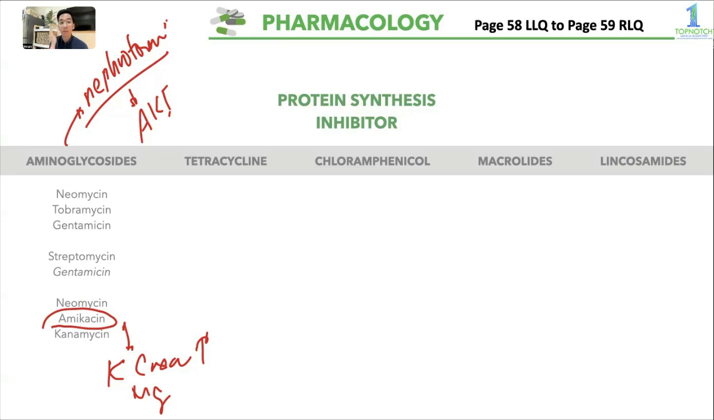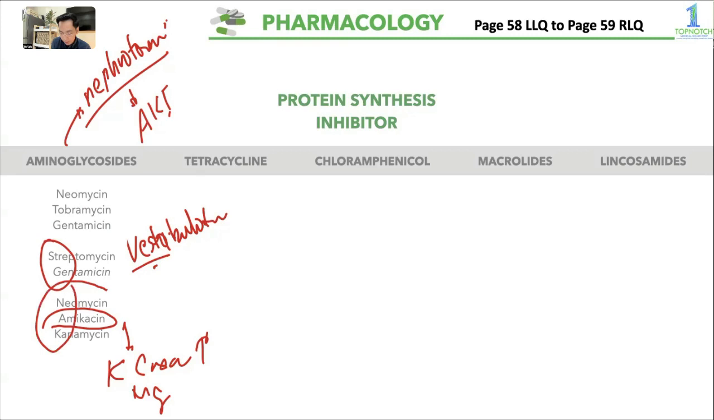Pwede silang mabingi, no? Pwedeng masira yung pandinig nila, no? Or pwede silang mahilo, no? Your SG, no? Your SG are your most vestibulotoxic drugs, no? Na pagdating, ang palatandaan ko diyan, SG. Pagdating mo sa Singapore ay bigla ka nahilo-hilo. Okay? So SG for Singapore, vestibulotoxic.